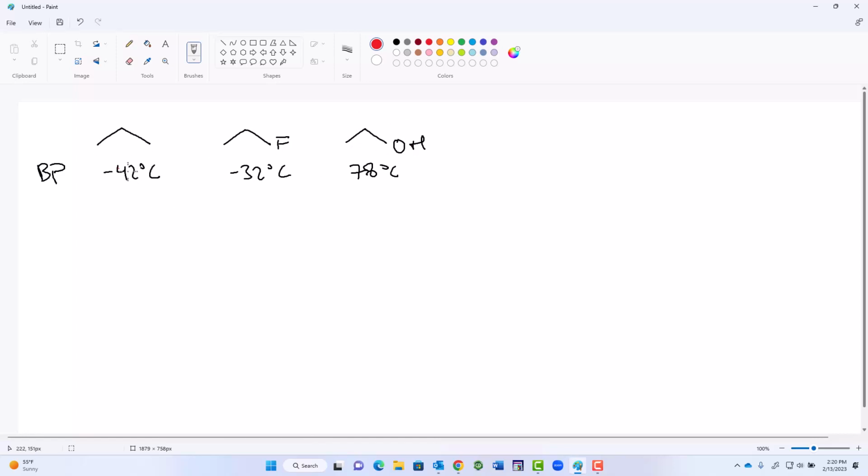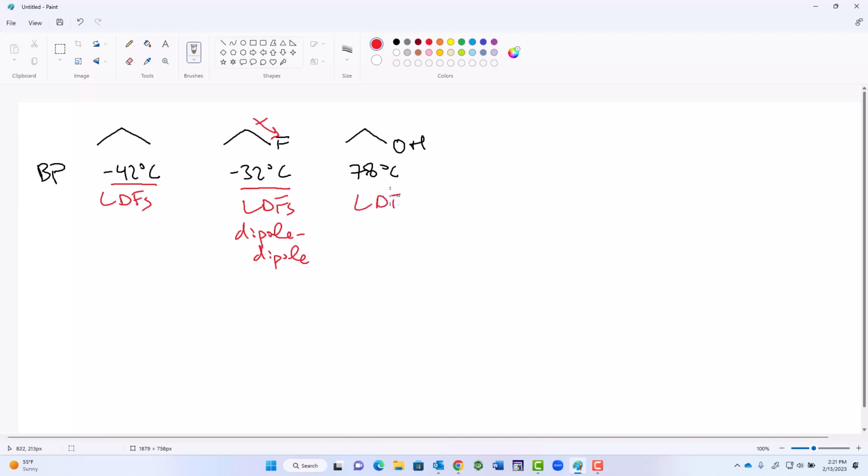So if we examine the alkane, we're relying solely on London dispersion forces to hold these molecules together. Very weak induced dipole forces, which is why this is such a low boiling point. As we move to a fluoroalkane, we have both London dispersion forces and a permanent dipole right here. So this dipole force is going to increase the boiling point quite a bit and increase the intermolecular forces within a sample of this molecule.